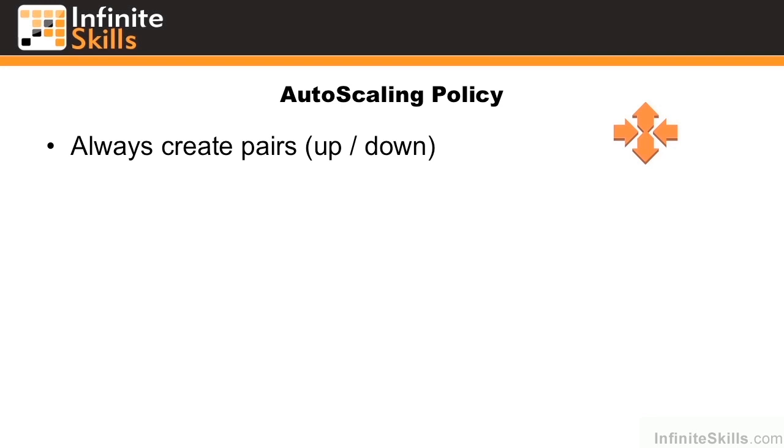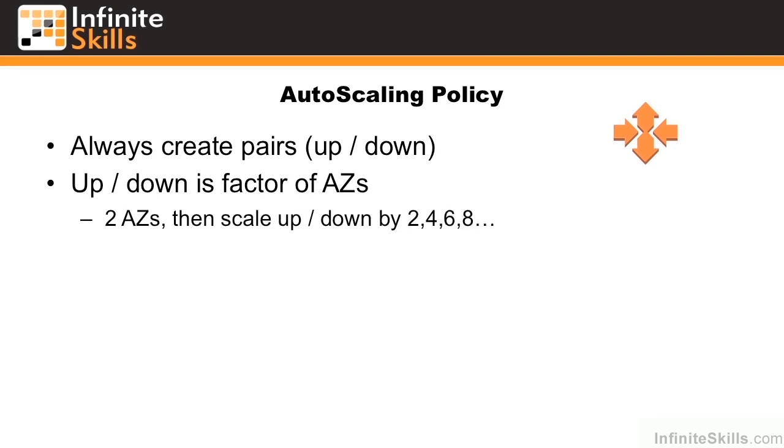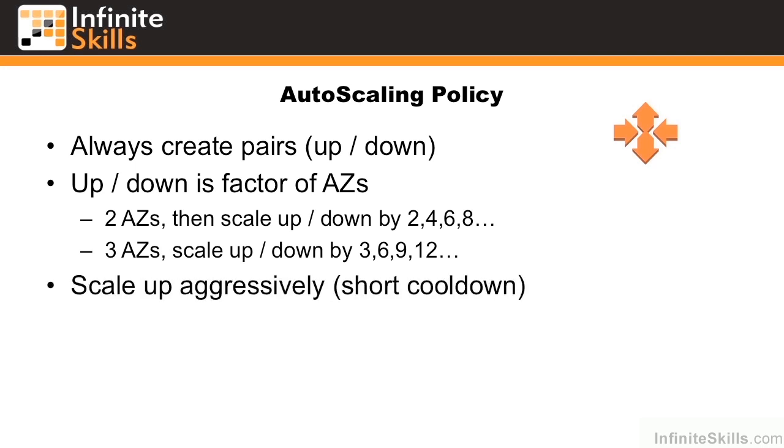Some good best practices with autoscaling policies is to always create pairs, and always go up or down a factor of the number of AZs. If you have 2 AZs, then scale up or down by 2, 4, 6, 8, and so on. And if you're scaling across 3 AZs, then go up by 3, 6, 9, and so forth. Try to scale up aggressively and specify a short cooldown period in your scale up policy.